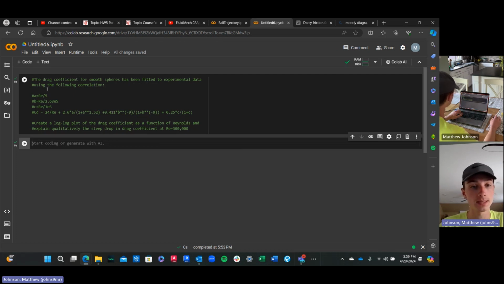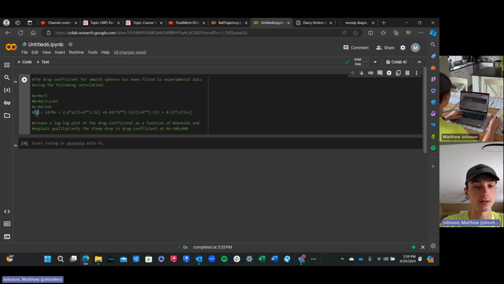Let's read it. It says the drag coefficient for smooth spheres has been fitted to experimental data using the following correlation. Okay, and then finally we get here, I'm not going to read all this, but this is the value for the drag coefficient, C sub D, and it's equal to all this. And we want to create a log-log plot of the drag coefficients as a function of Reynolds numbers and explain qualitatively the steep drop in drag coefficient at a Reynolds number of approximately 300,000. So we should expect to see that drop around 300,000 in our diagram.